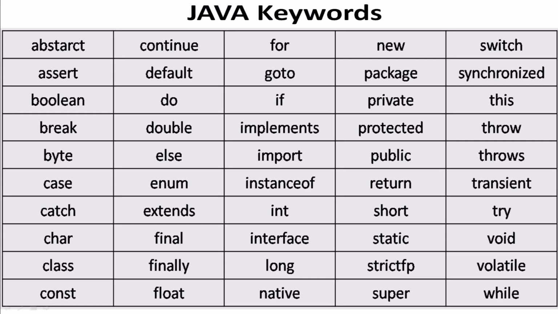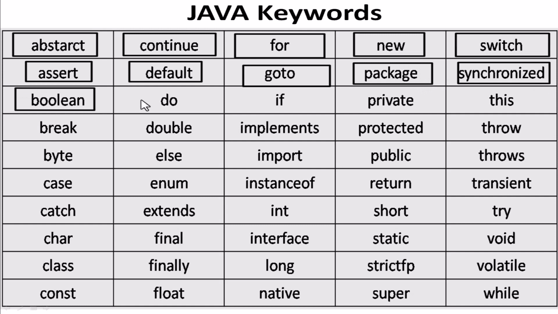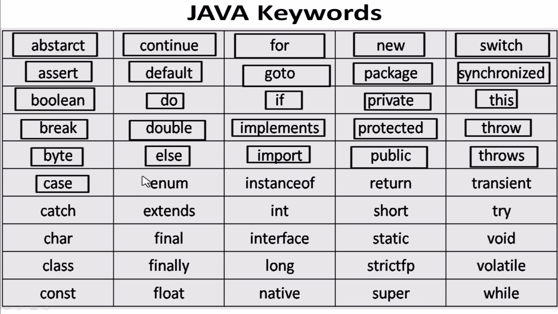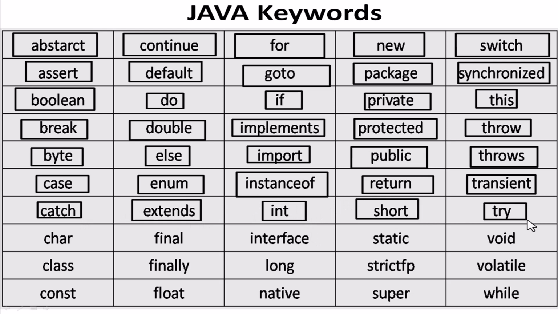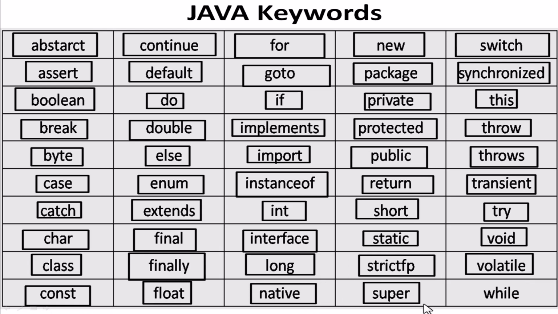Java keywords. There are different keywords we are having: abstract, continue, for, new, switch, assert, default, goto, package, synchronized, boolean, do, if, private, this, break, double, implements, protected, throw, byte, else, import, public, throws, case, enum, instanceof, return, transient, catch, extends, int, short, try, char, final, interface, static, void, class, finally, long, strictfp, volatile, const, float, native, super, while. So these are the different keywords which we are using.